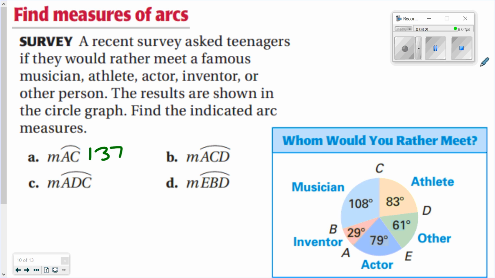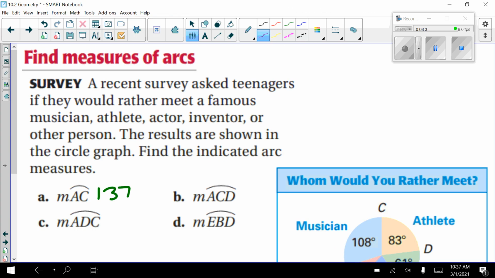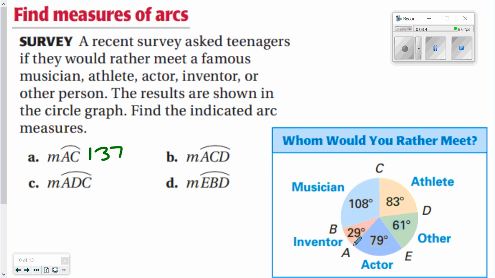B, we want to look at the measure of arc ACD. So we start at A. Let's try that again. So we go from A to C to D. So I need to add up this angle measure and this angle measure and this angle measure together this time. And when I do so, I get 220.